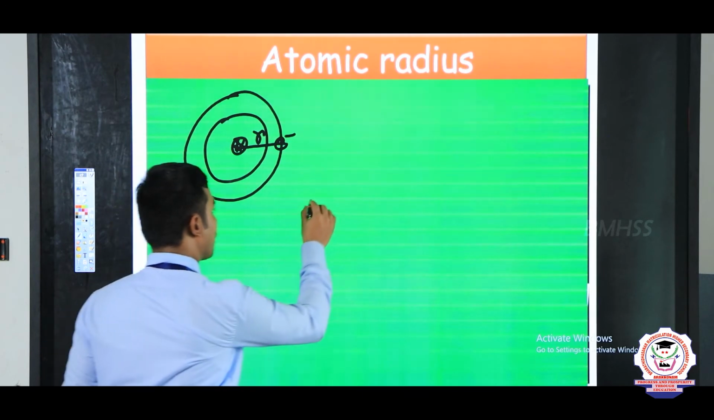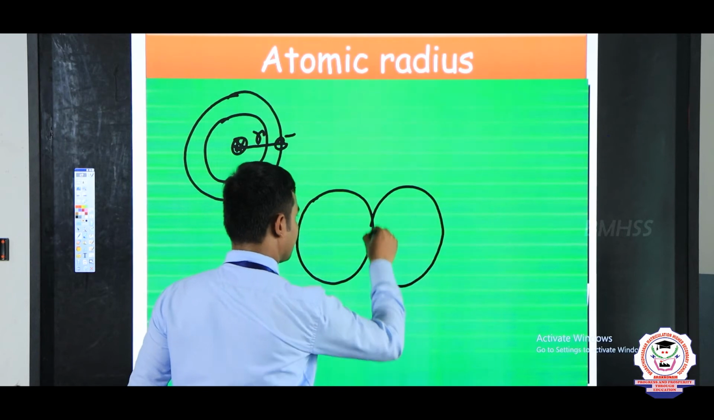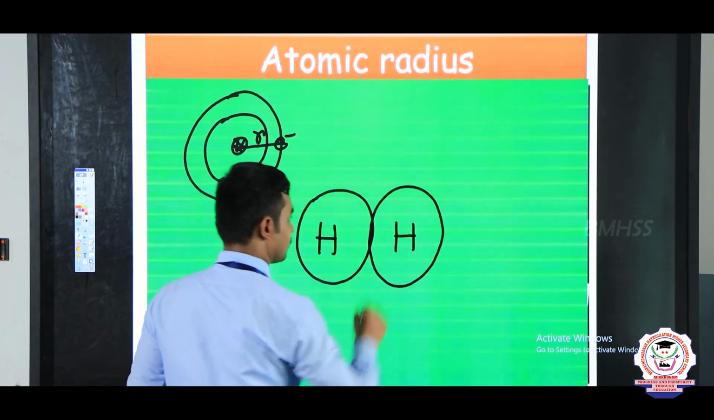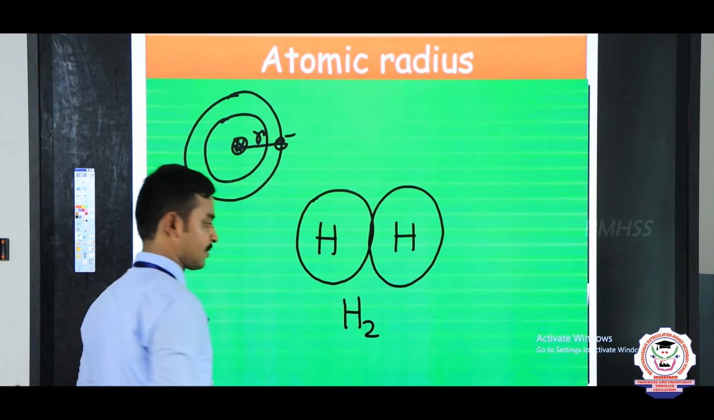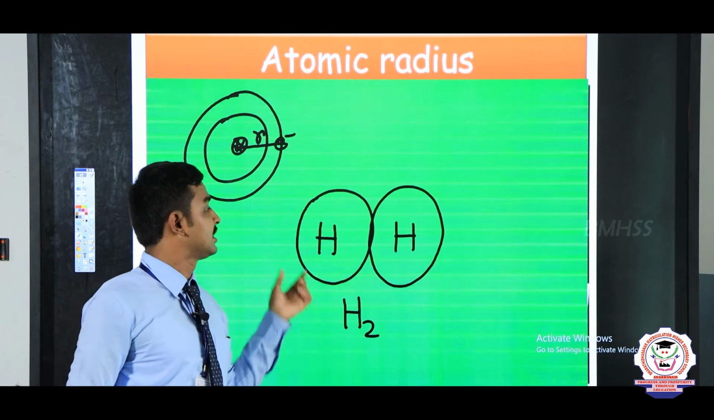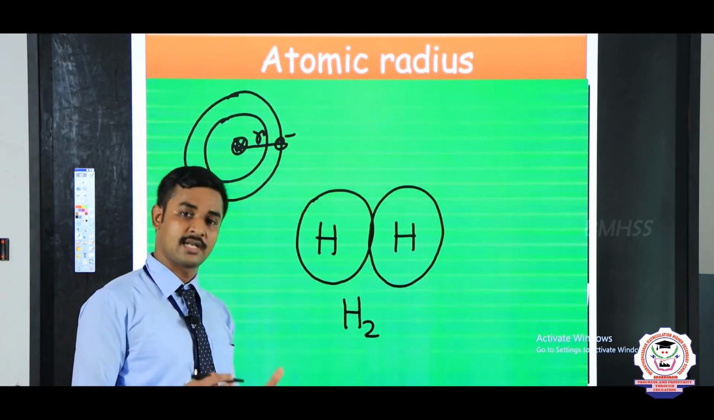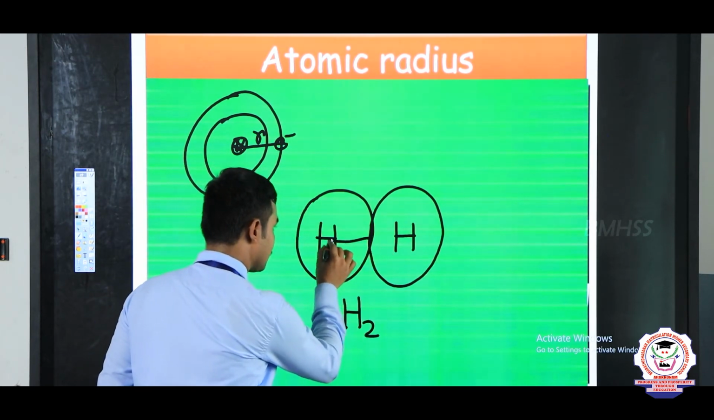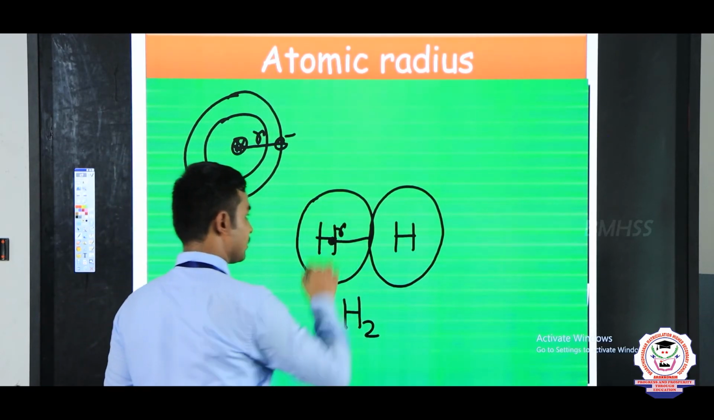But if you have a molecule, now I draw a molecule, it contains two atoms, one is hydrogen, another one is hydrogen. So, it is an H2 molecule. For this, the atom is not alone or single, it is combined with another atom of the same type. So, for this atom, if you want to calculate the atomic radius, you need to calculate the distance from the outermost shell to the center nucleus. So, this is the radius.